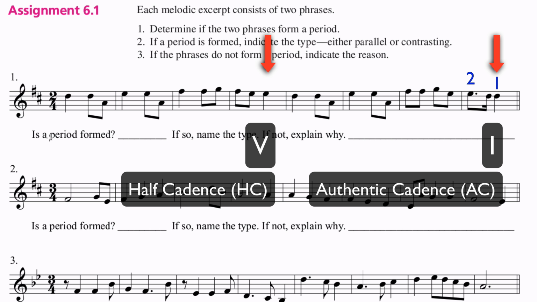So for number 1, yes, a period is formed because it ends the first phrase with a half cadence and the second with an authentic cadence. If so, name the type. Well, since it starts out in the beginning of each the same way, it must be a parallel period.